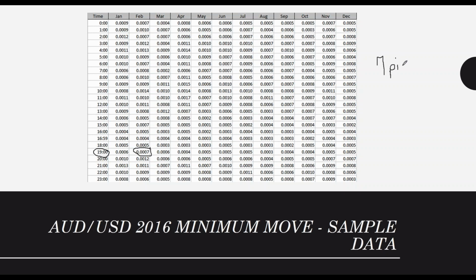Again, let's go back to your strike widths that I showed you earlier. How many strikes is that? It's 1 strike out of the money.